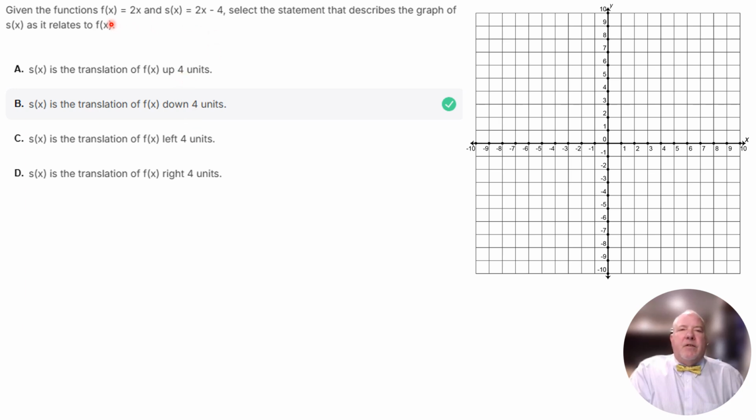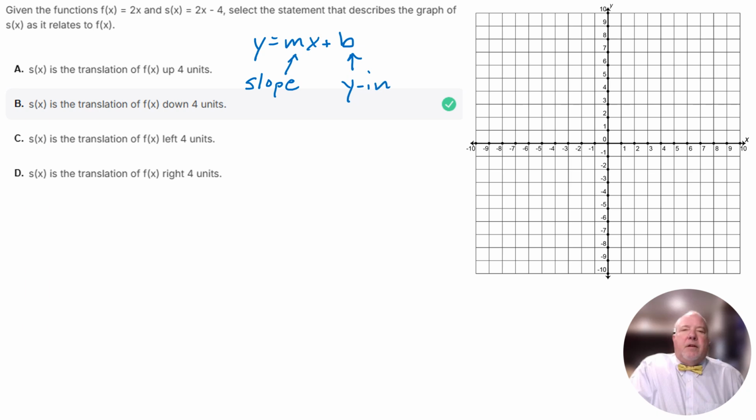So first thing you should notice is these equations are in slope-intercept form. So let's review that real quick. Slope-intercept form is y equals mx plus b, where m is the slope. So this m value gives us the slope of the line, and the b gives us the y-intercept.